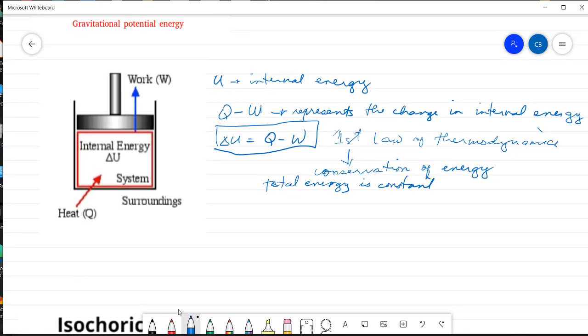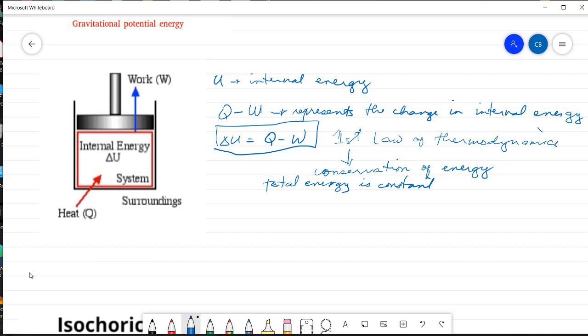From this equation, it is obvious to see that the heat supplied into the system, in our illustration, was used to change the internal energy of the system, and also in pushing the piston up in performing the work. So we can use this equation, the first law of thermodynamics, in different thermodynamic processes.